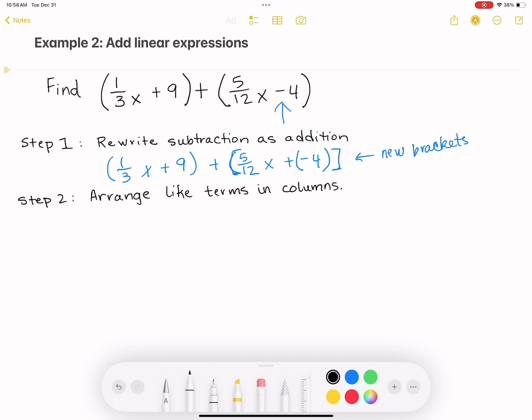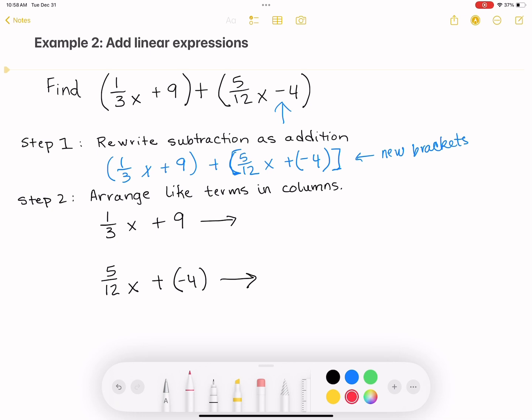All right, now in step 2, we are going to arrange the like terms into columns. Before I do that though, I want to write it out so you can see what I'm going to do because I have to figure out common denominators. So I'm rewriting them the same way I would as if I was going to add them together, but you'll notice that I'm putting arrows to the side. That's just to show you that I'm going to change my denominators.